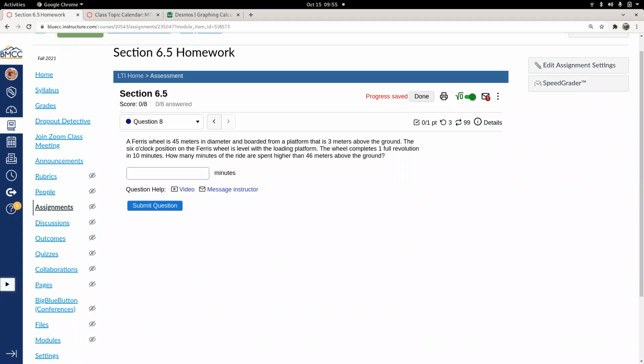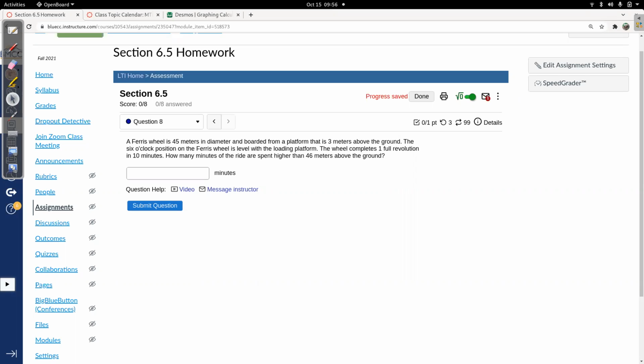All right, Ferris wheel problem. 45 meters in diameter. We're boarding on a platform that's 3 meters above the ground at the 6 o'clock position of the Ferris wheel. All right, so thinking about a clock with the numbers 1 through 12 on it, 6 is at the bottom. The wheel completes 1 full revolution in 10 minutes. Okay, so the period is 10 minutes. How many minutes of the ride are spent higher than 46 meters above the ground?